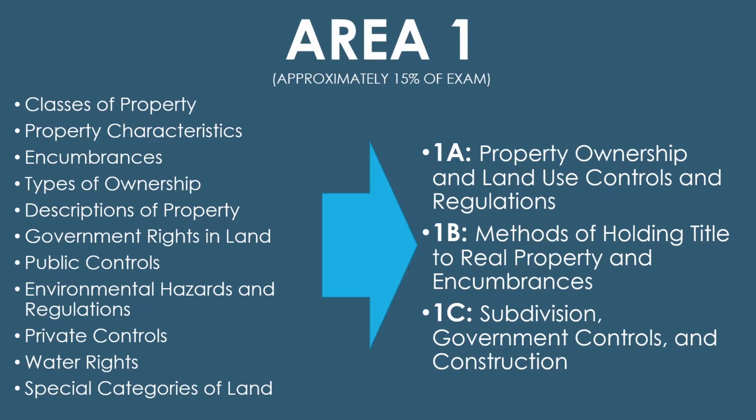What we do at Accredited, which is very different than pretty much all the other programs, because all we do is specialize in California, is we break down our exam preparation material into these 7 areas. But we take it even a step further by breaking it down into sub areas. So we take Area 1 and we break it down into 3 sub areas: Area 1A, 1B, and 1C. So we have a section just on property ownership, land use controls, and regulations.